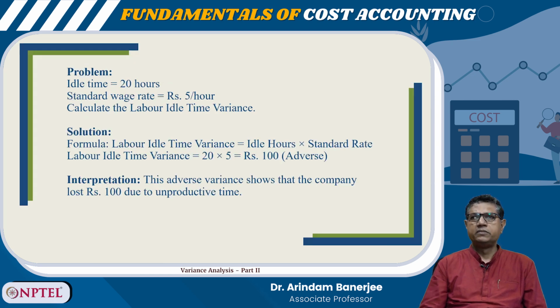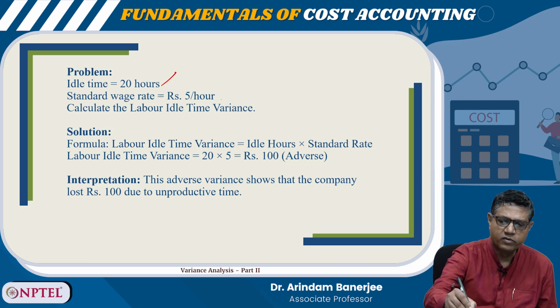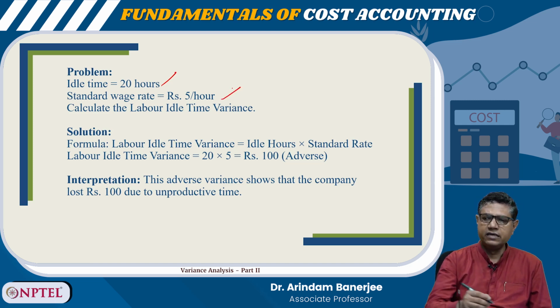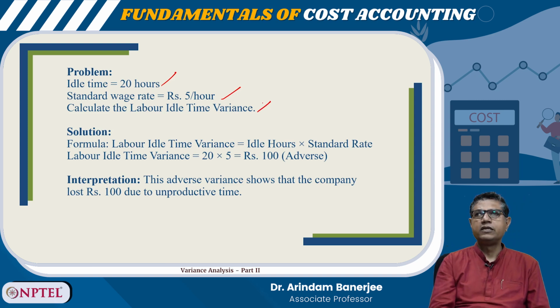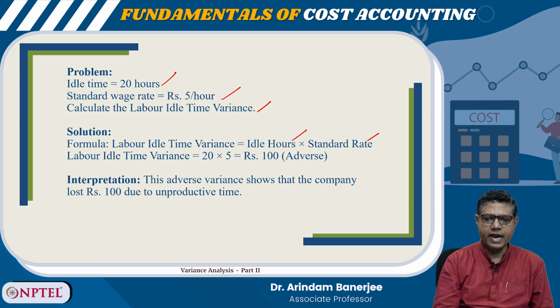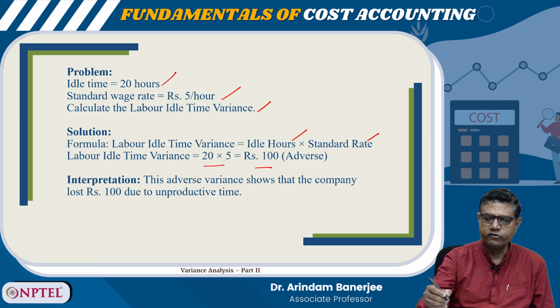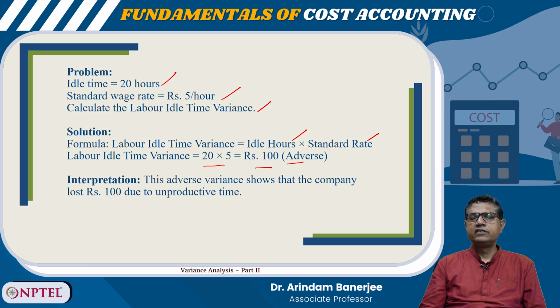So, here is the problem and its solution. Idle time is 20 hours, standard wage rate is rupees 5 per hour. Calculate the labor idle time variance, right? So what is the formula? Labor idle time variance is equal to idle hours into standard rate. So labor idle time variance is equal to 20 into 5, that is rupees 100, and here you see it is adverse, right? This adverse variance shows that the company lost rupees 100 due to unproductive time.